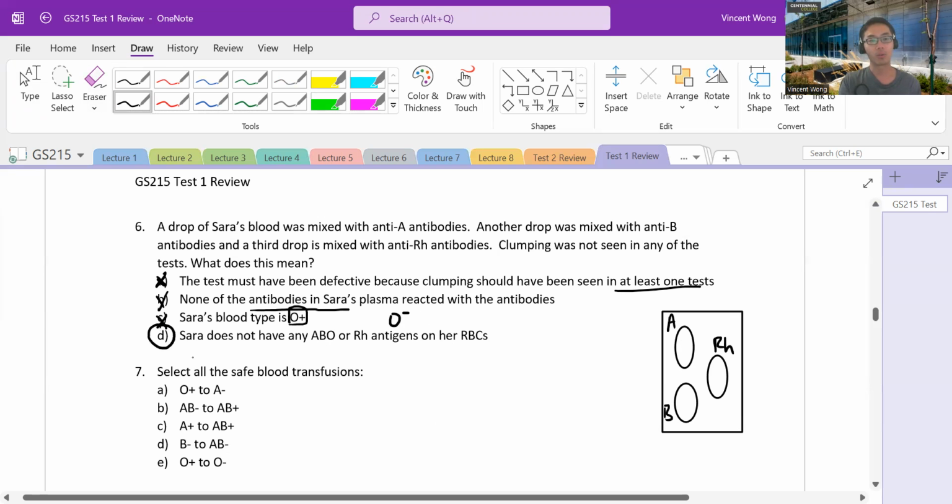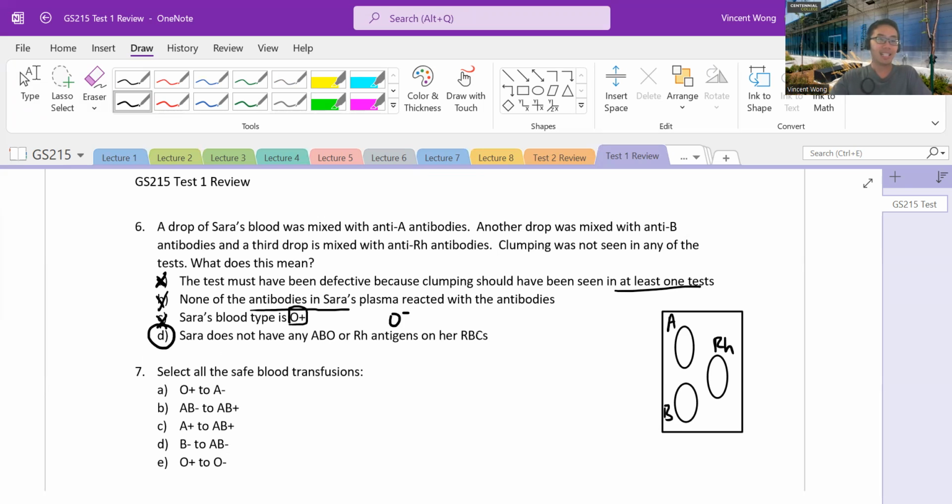And that makes this the correct choice. Sarah does not have any ABO or RH antigens on her RBC, which is why she didn't have any reactions in any of the wells. Is that okay?